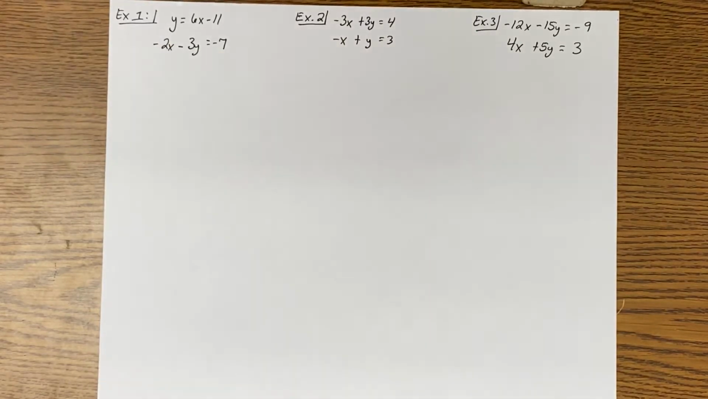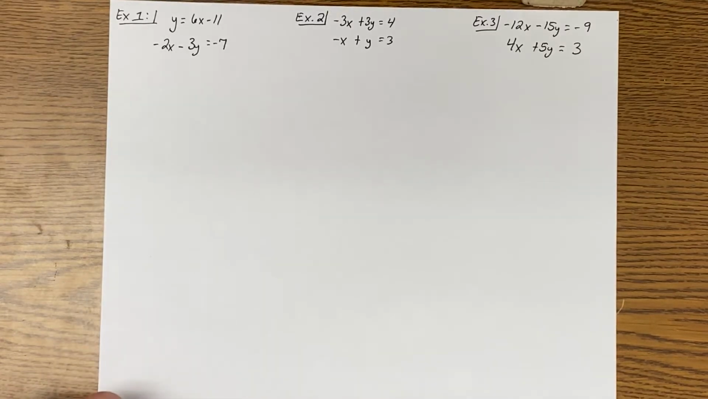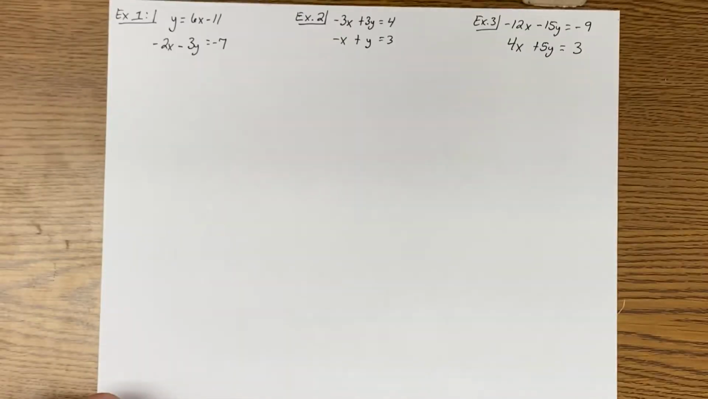And I like to work vertically here. One of the keys to substitution is being organized, because there's going to be a lot of work, and we got to make sure we keep everything organized so we know where to find certain pieces of information. All right, so if we look here, we have y equals 6x minus 11 and -2x minus 3y equals -7. Okay, so we're looking for an equation that has y equals or has x equals. So in this case, we're going to start off with our first equation. We have y equals 6x minus 11.